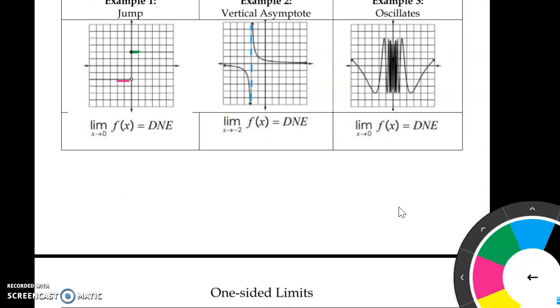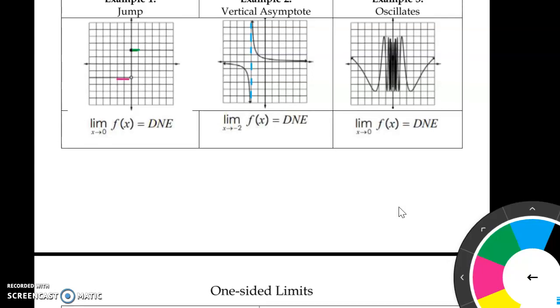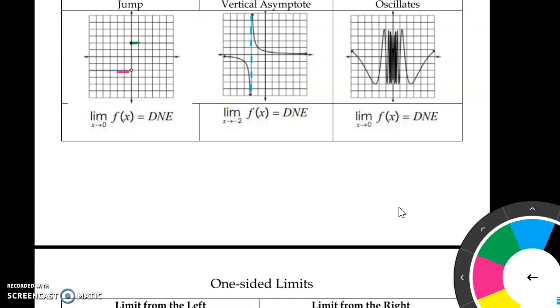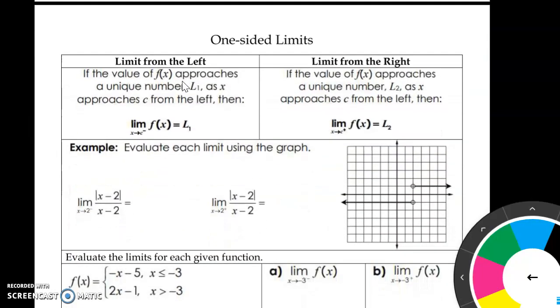Okay, so from the previous video, we looked at the value of a function as x approaches c from each side of the function, and that's called a two-sided limit. But if we look at example 1, the function approaches a different value from the left side of c than it does from the right side of c. So this behavior can be described in terms of one-sided limits. A one-sided limit is exactly what it sounds like. We're just looking at limits from one side.